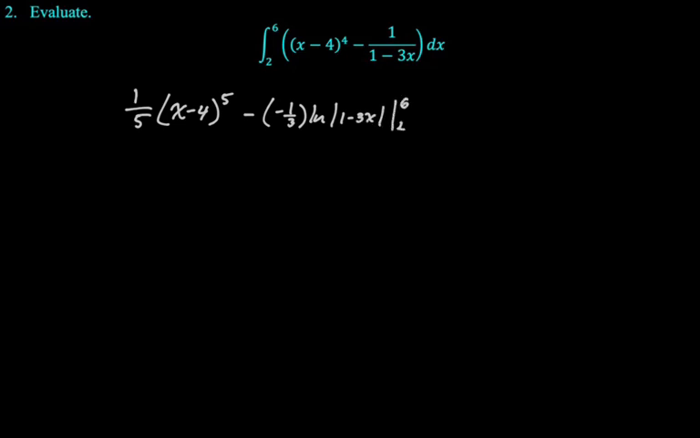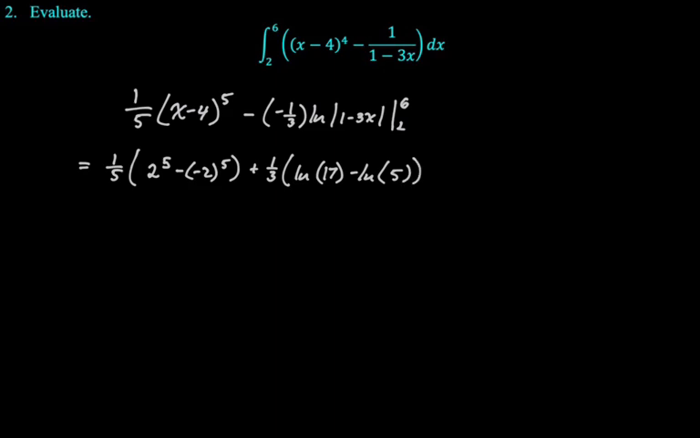All right. So first I'm going to plug into this thing to the 5th. I'll have 1/5. Plugging in 6 gives me 6 minus 4 is 2, so 2 to the 5th. Minus plugging in 2 gives me negative 2 to the 5th. So look at that. That's 2 to the 5th minus negative 2 to the 5th. Negative 2 to the 5th is negative 32, so it's 32 minus negative 32. That's going to be 64. Keep that in mind. When we just plug in here, so minus negative 1/3 is plus 1/3. We get the natural log of 17 minus the natural log of 5.